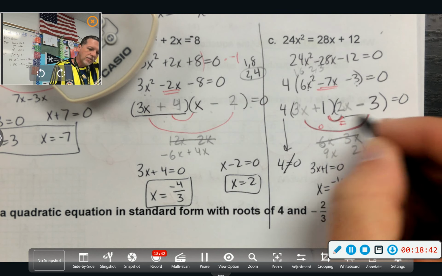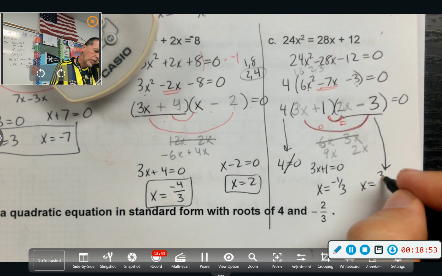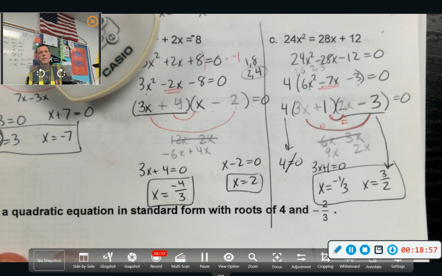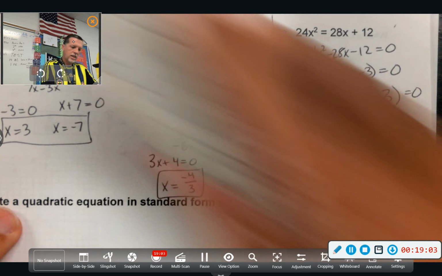Anybody want to skip the step on this one? Can you do both? There's probably 3 steps. Set it equal to 0, move the 3 over, and divide by 2, and you get 3 halves. So you could still skip the step and jump to the end. It's just a little bit harder when there's a multiplier on there. All right, all that stuff you've done before, you're pretty good with that.